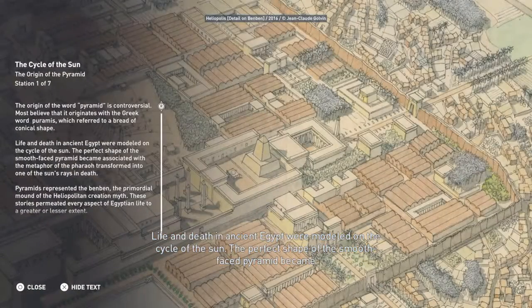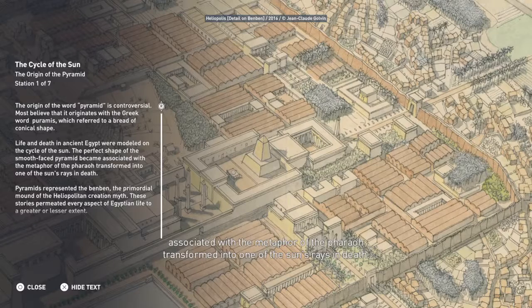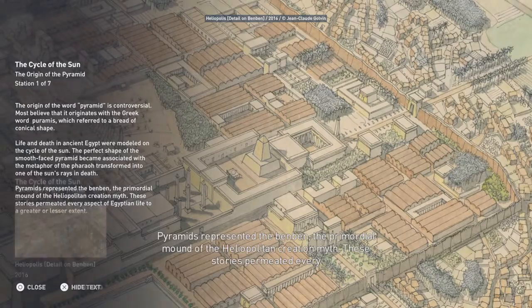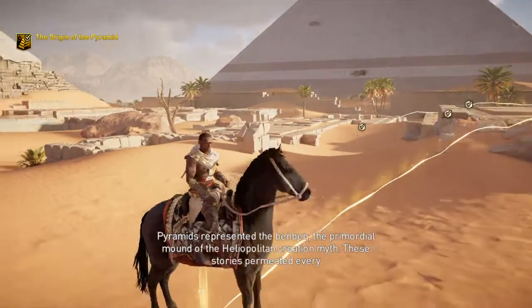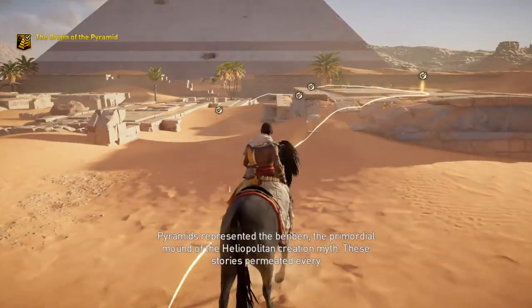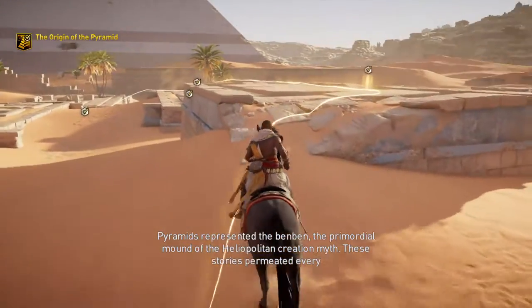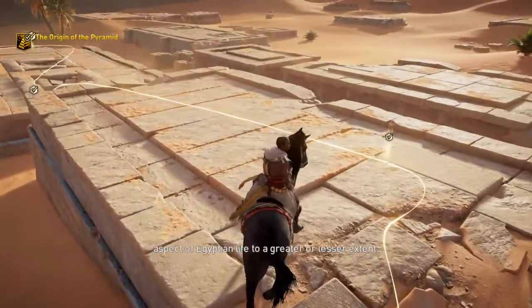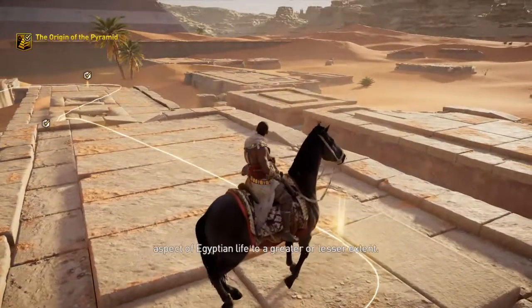Life and death in ancient Egypt were modeled on the cycle of the sun. The perfect shape of the smooth-faced pyramid became associated with the metaphor of the pharaoh transformed into one of the sun's rays in death. Pyramids represented the Benben, the primordial mound of the Heliopolitan creation myth. These stories permeated every aspect of Egyptian life to a greater or lesser extent.